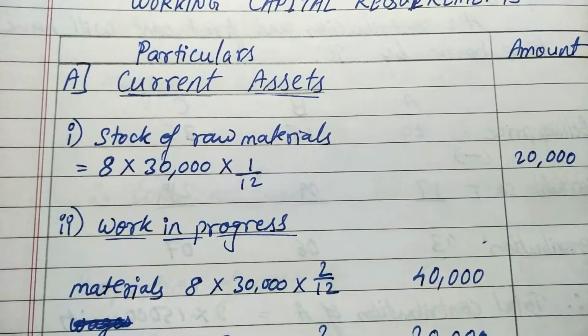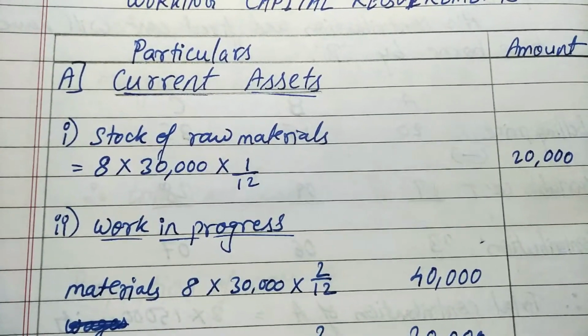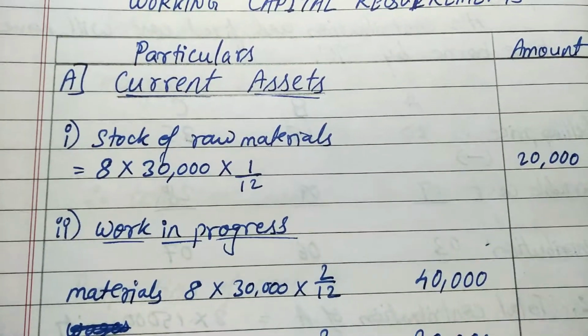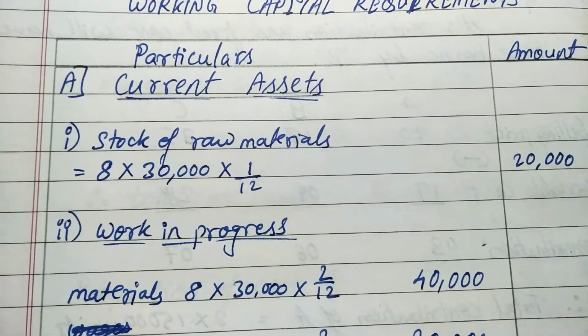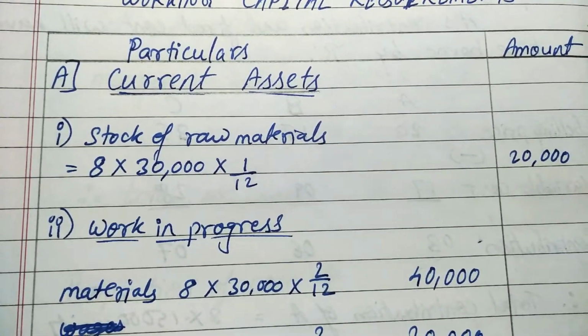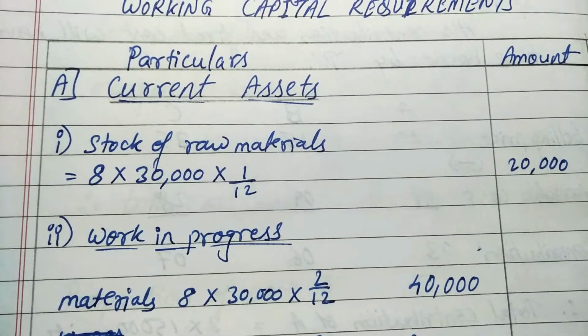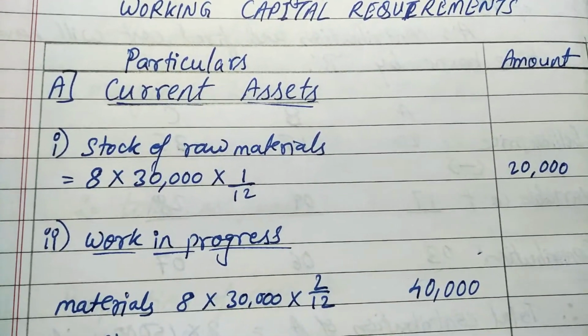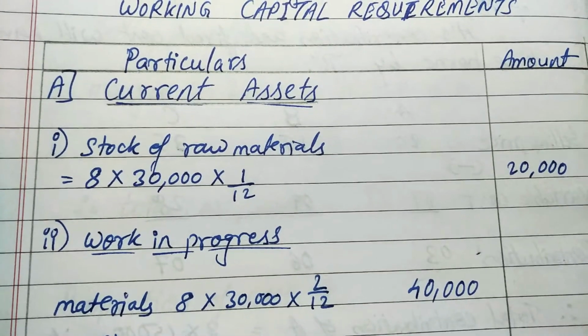Now, since we have calculated the cost of materials per unit, that is 8 rupees, we will multiply this 8 rupees by 30,000. What is this 30,000? It is the volume for the whole year. 30,000 units are produced and sold, so the volume is 30,000. And very important is that the materials are held in stock.